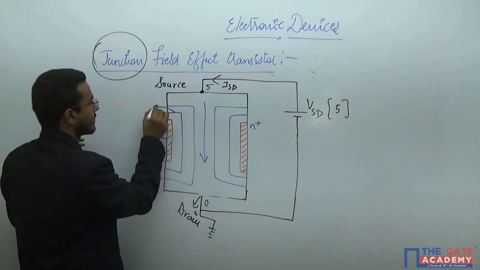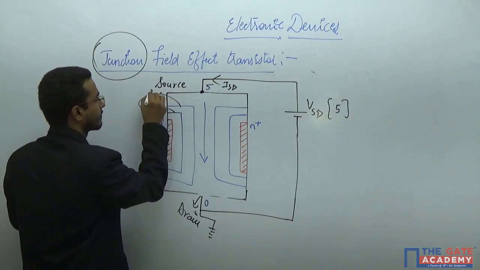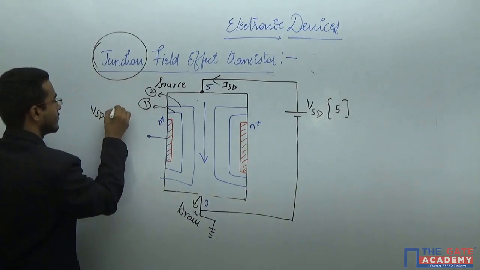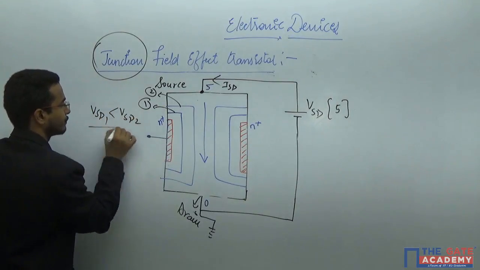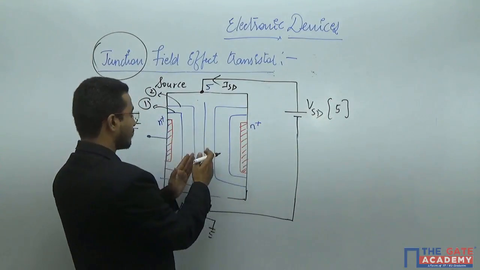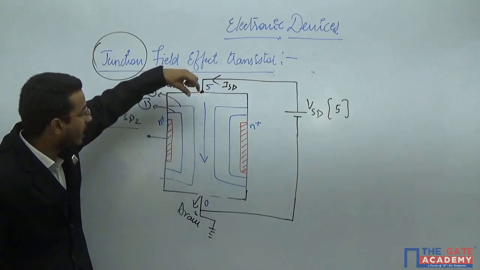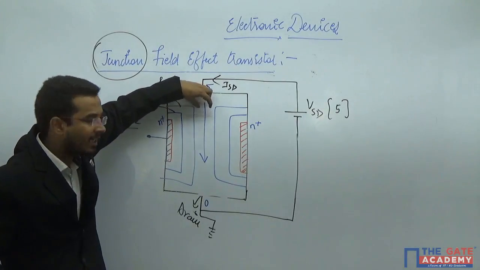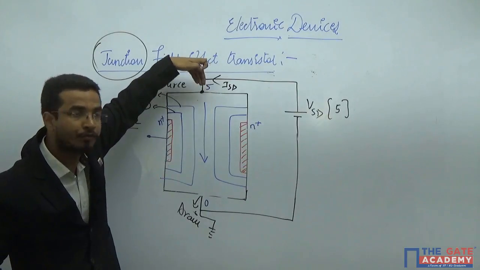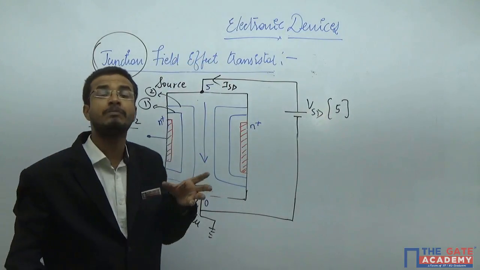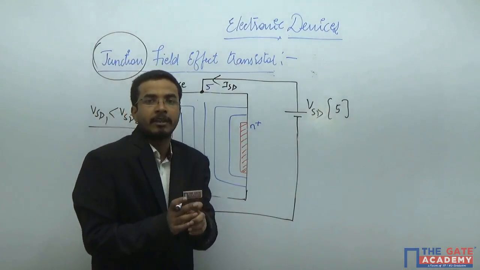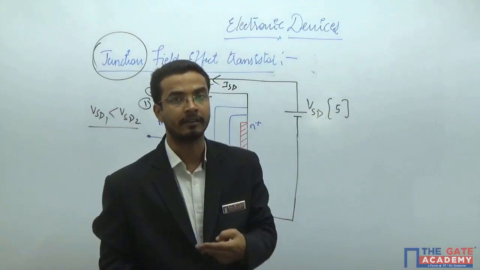So this is the first case and this is the second case, and you know that VSD1 is less than VSD2. That means as you keep increasing the voltage, the depletion region on both sides keeps increasing, and the available path for the holes to move from the upper terminal to the lower terminal keeps decreasing. If the area is decreasing, the current density will keep on increasing.